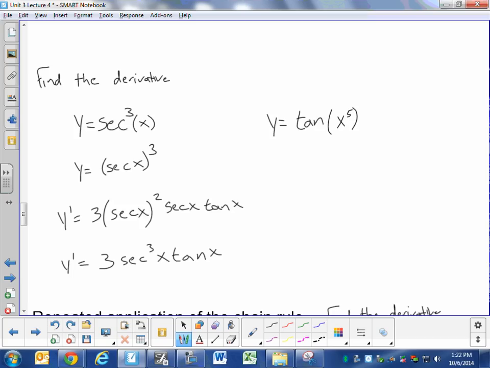Second one, the tangent's on the outside. Derivative of tangent is secant squared, leave the inside alone, times the derivative of the inside. Don't multiply the x to the fifth by that 5x to the fourth. You can't do that. The x to the fifth is owned by the secant function. It has to be taking the secant of it before you can do anything with this 5x to the fourth. So this is actually how you would leave this. Maybe you rewrite it so you have the 5x to the fourth first. Okay.